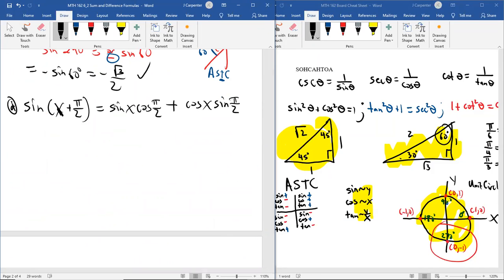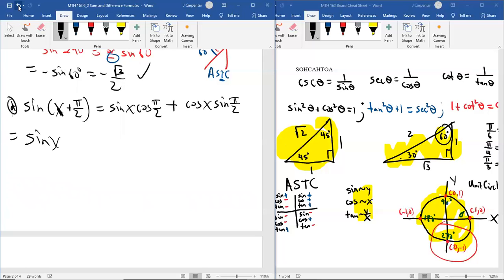Now the sine of x and the cosine of x, you can't figure out. That is a variable expression. It's the most basic two trig functions, in fact. But the cosine of pi over 2 and the sine of pi over 2 we can figure out using the unit circle, using the quadrantal angles, because pi over 2 is 90 degrees.